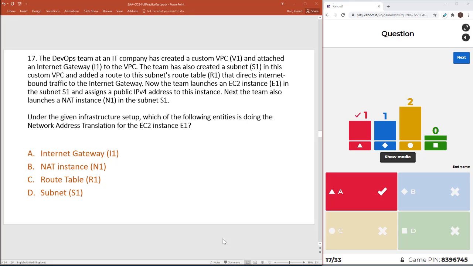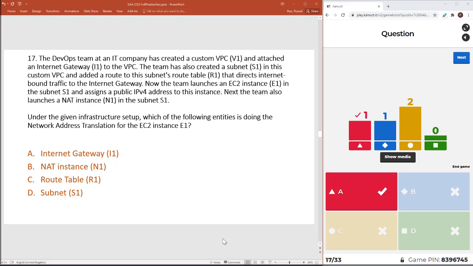The correct answer is A, internet gateway. I'm not sure why the confusion was with route table. The answer had to be either A or B, because that's where your address translation would be happening. Why it is A and not B in this scenario is because the EC2 instance is in the public subnet itself. So it can talk to the internet via the internet gateway. The NAT instance is not required at all.